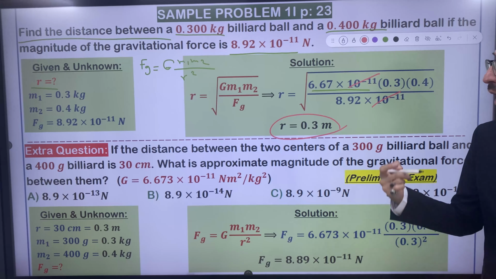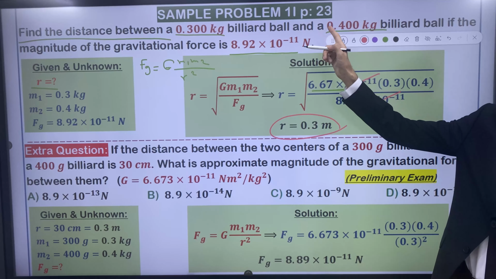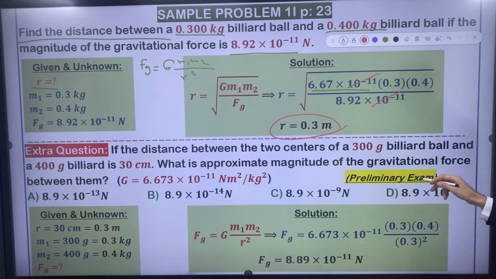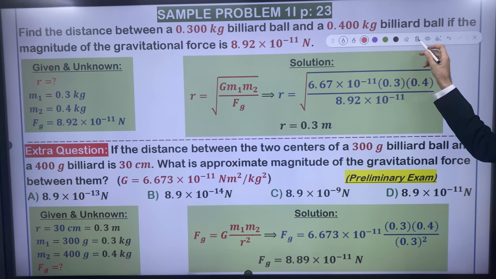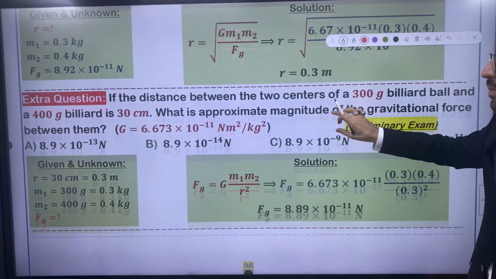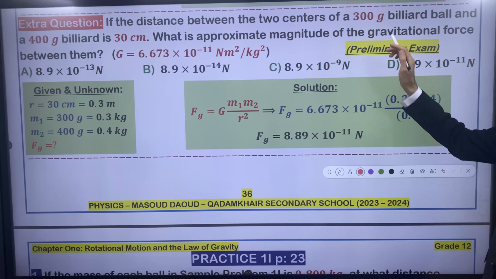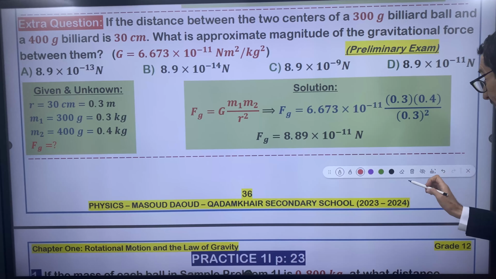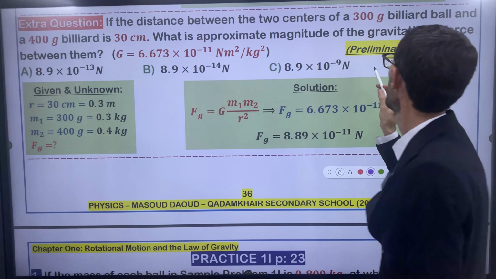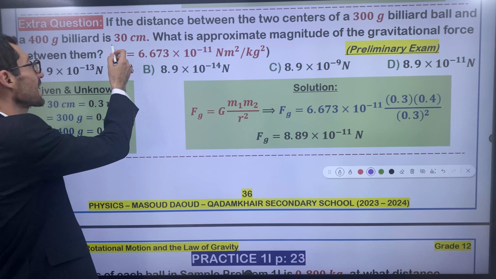That's it. We have an extra question, which is similar to this question, and this is a question from the preliminary exam. Let me read it for you, and after that, we'll discuss it together, right? Extra question. If the distance between the two centers of a 300 gram billiard ball and a 400 gram billiard ball is 30 centimeter.